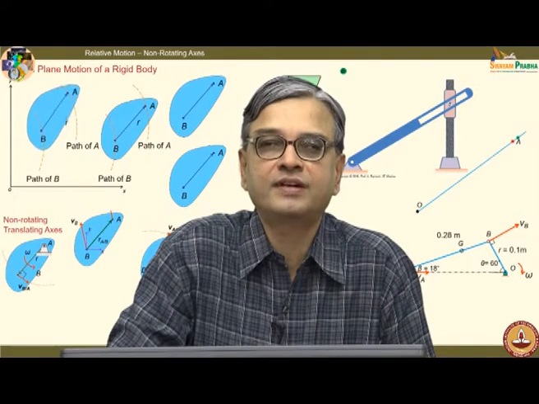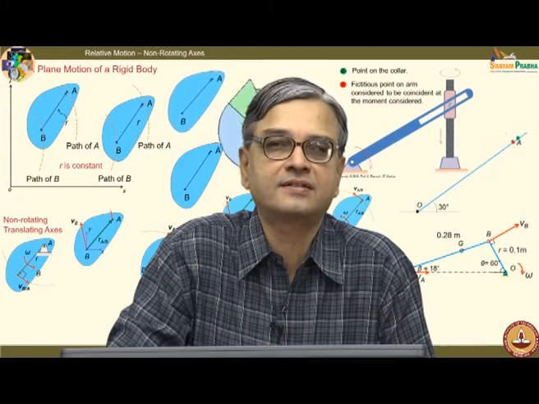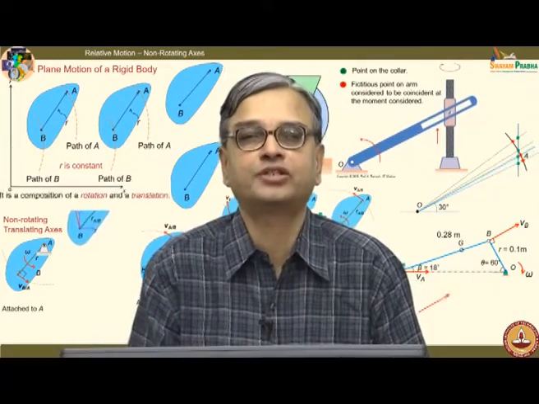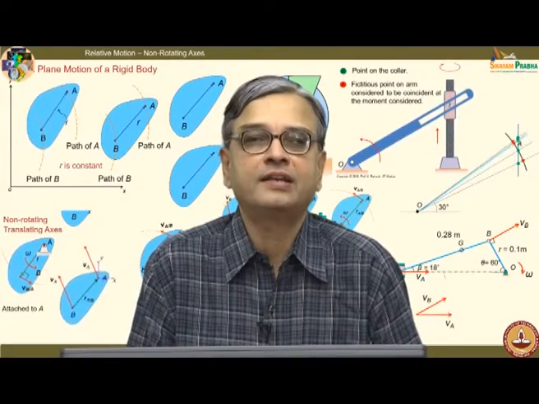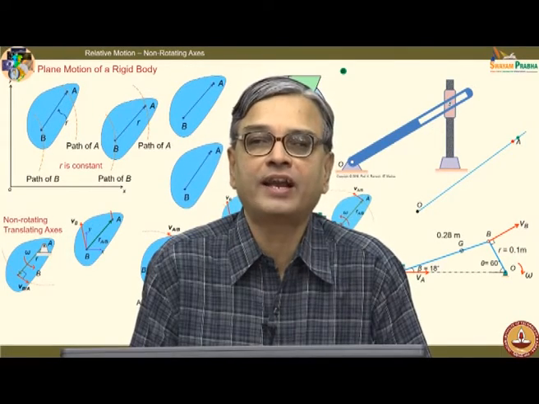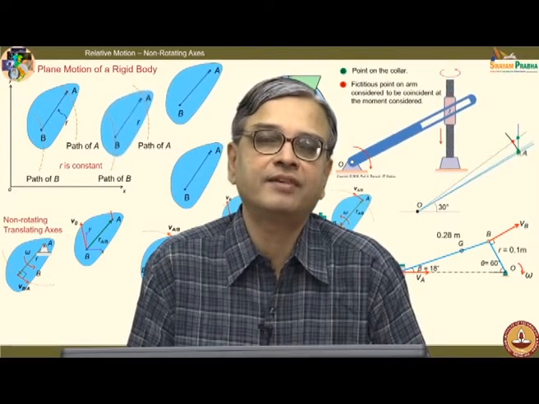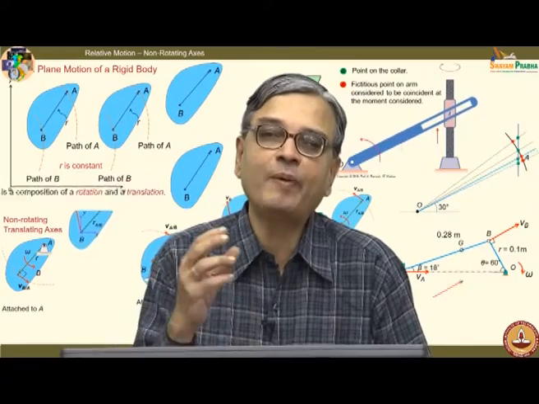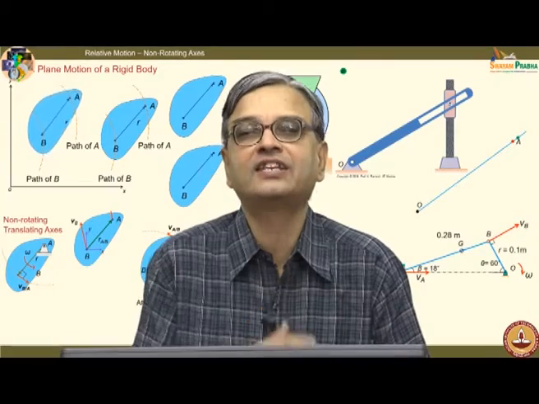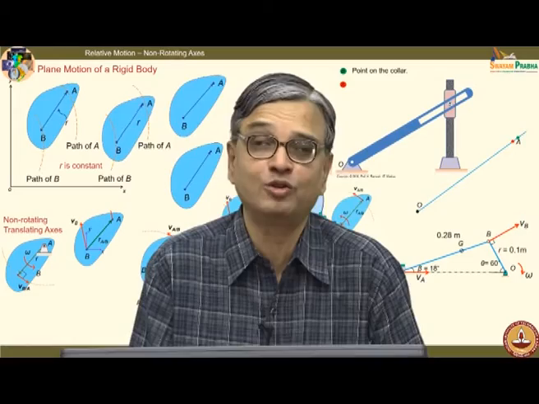Let us continue our discussion on rigid body dynamics. We started with simple circular motion, then we moved on to absolute motion, and today we will take up relative motion using non-rotating translating axis. And you will find in this development, we would still go back and then use the equations developed for circular motion very intelligently. So, whatever you have learnt in circular motion is not a waste.